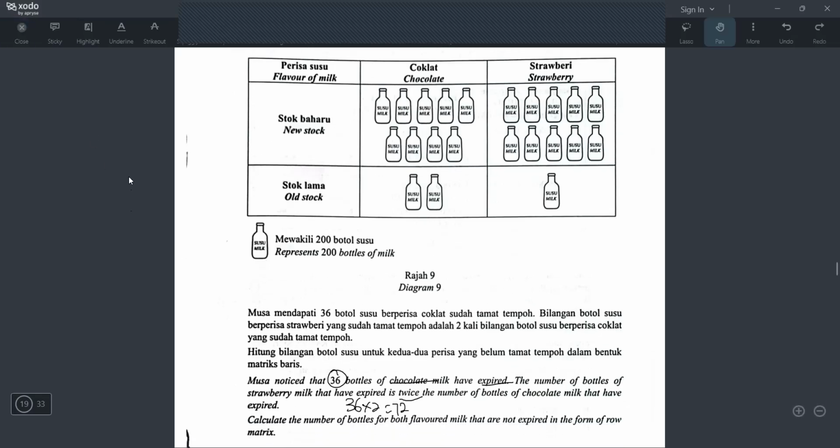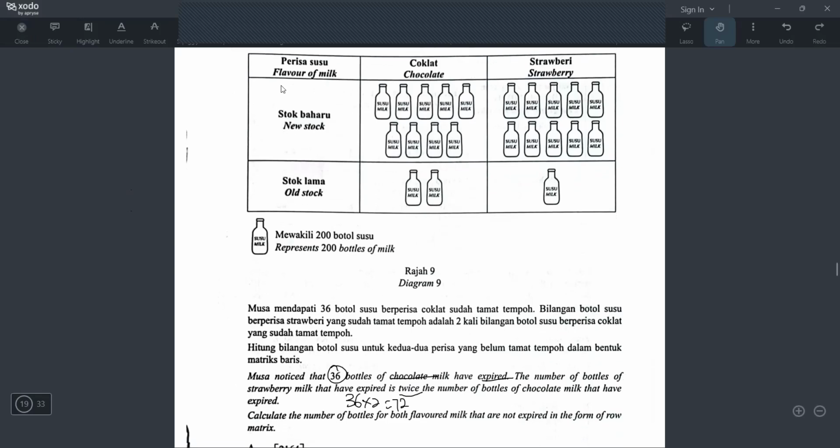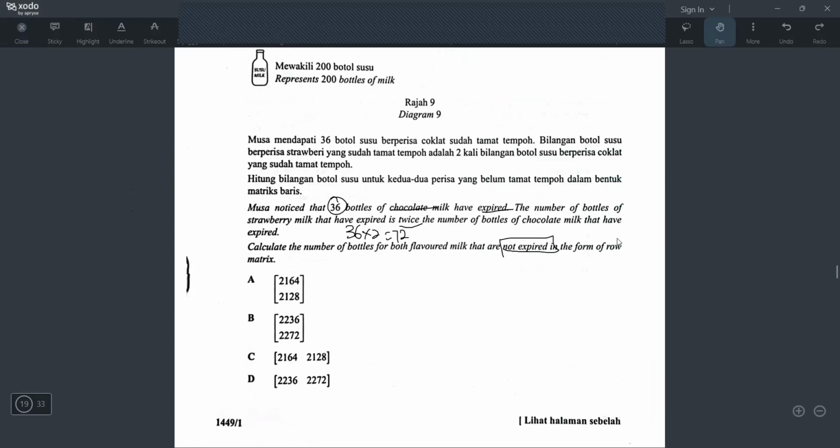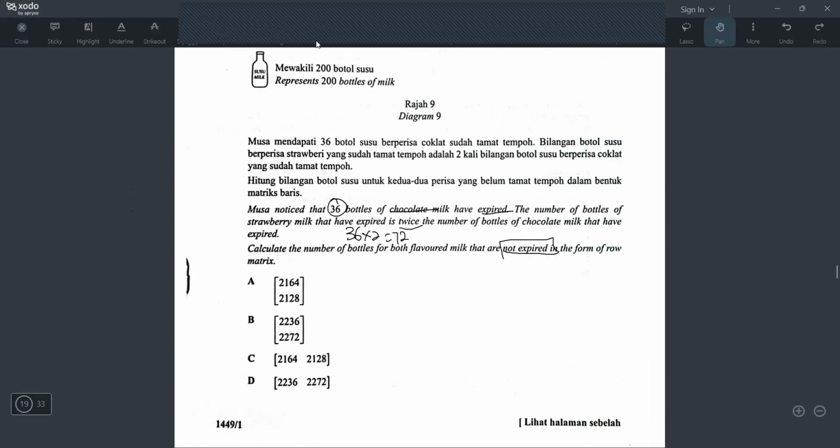So now we already know how many chocolate expired and how many strawberry expired. Now it says calculate the number of bottles of both flavors that are not expired. So I need to calculate the number of bottles that are not expired in the form of a row matrix. What is a row matrix? Row means like that.